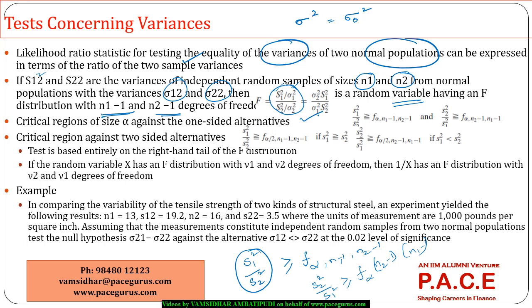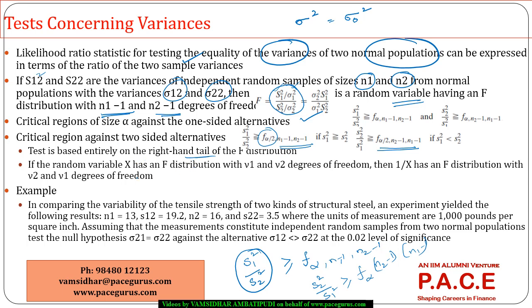Whereas when we are looking at two-sided alternatives, I would simply look at S1 squared by S2 squared. If it is greater than F alpha by 2, N1 minus 1, N2 minus 1, or greater than or equal to F alpha by 2, N2 minus 1, N1 minus 1 if S1 squared is less than S2 squared. And this test is always based on the right hand side tail only of the F distribution.